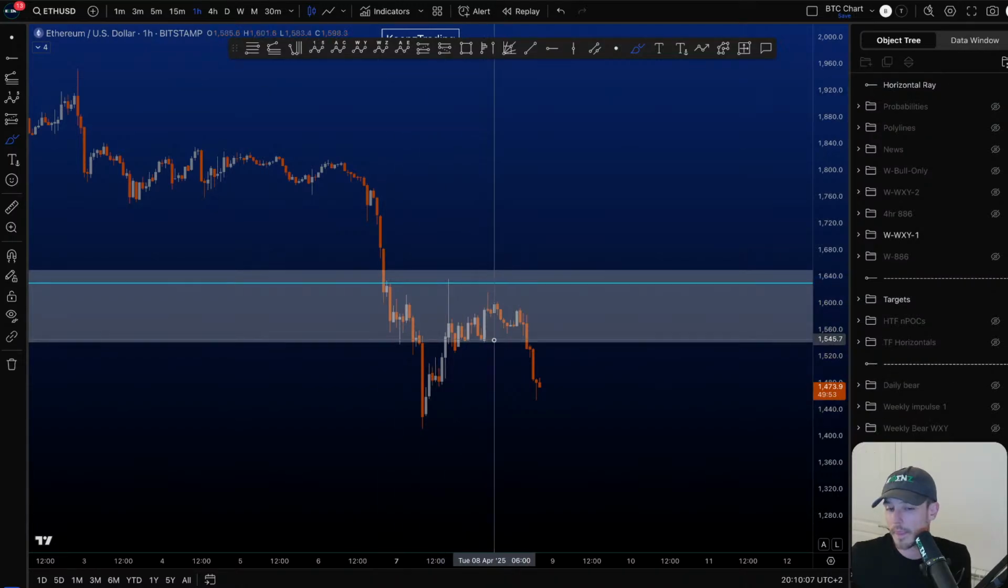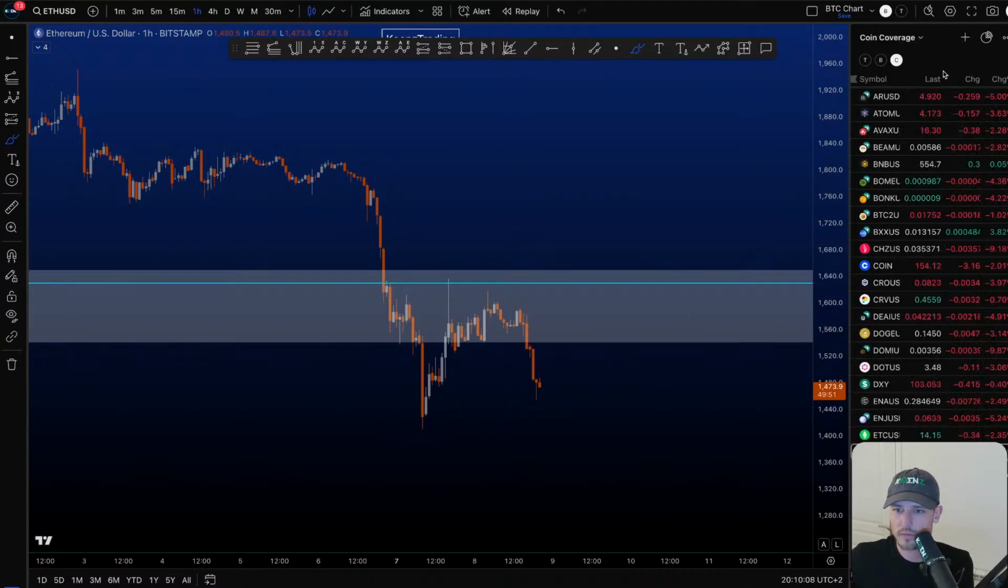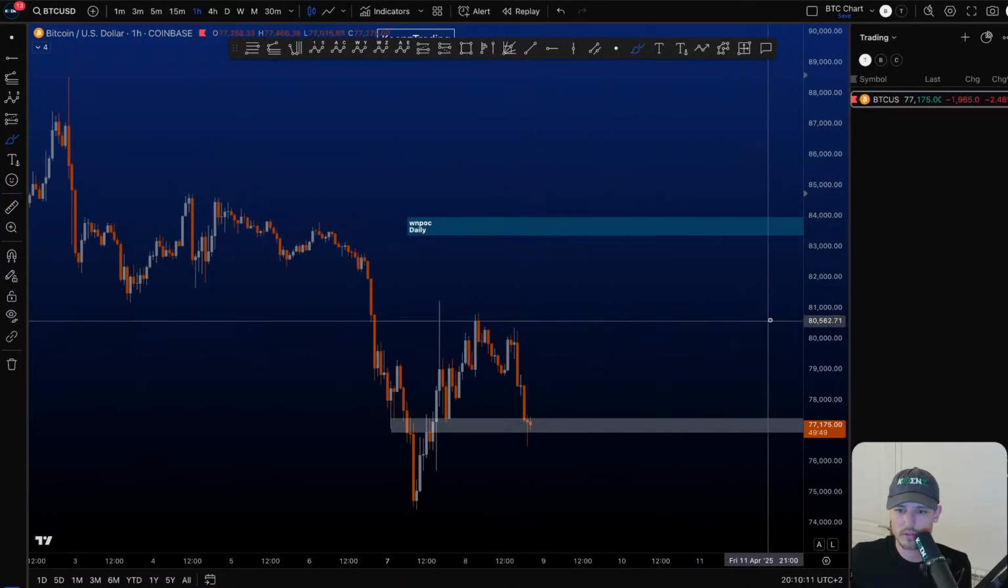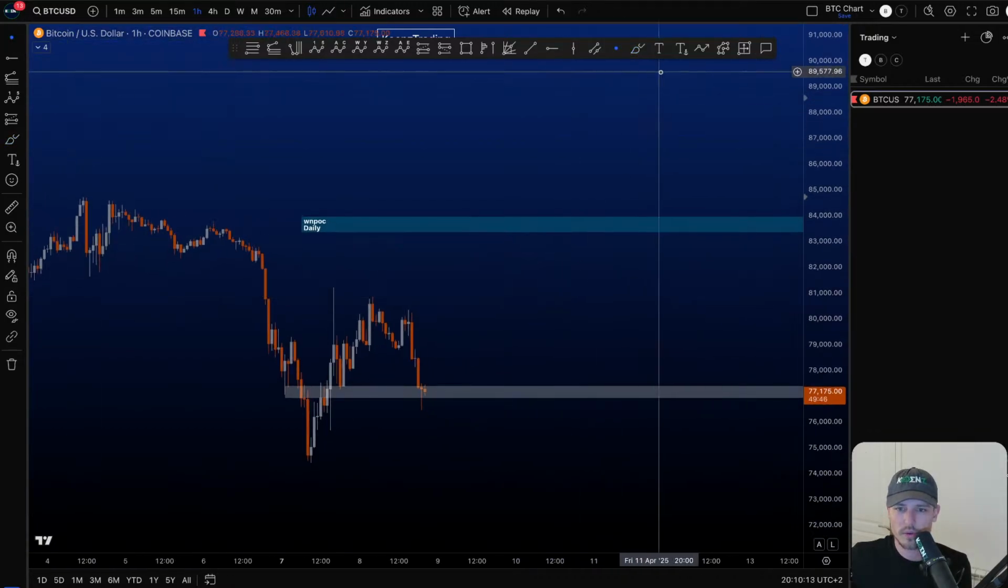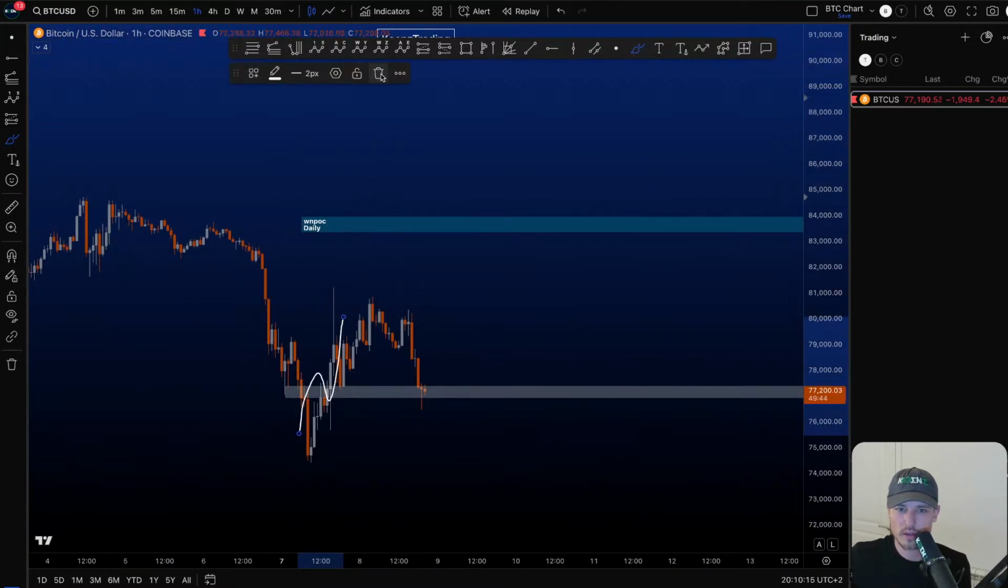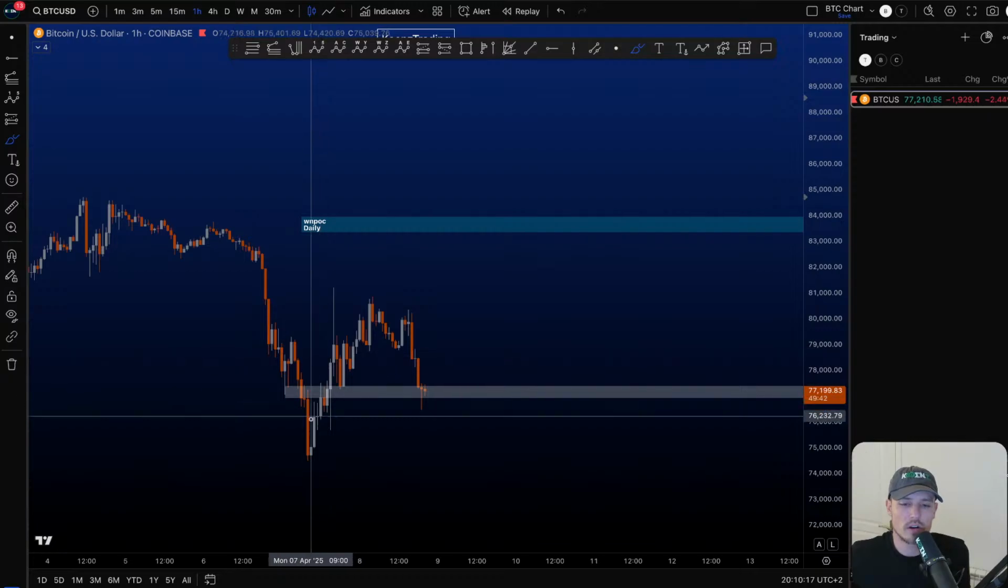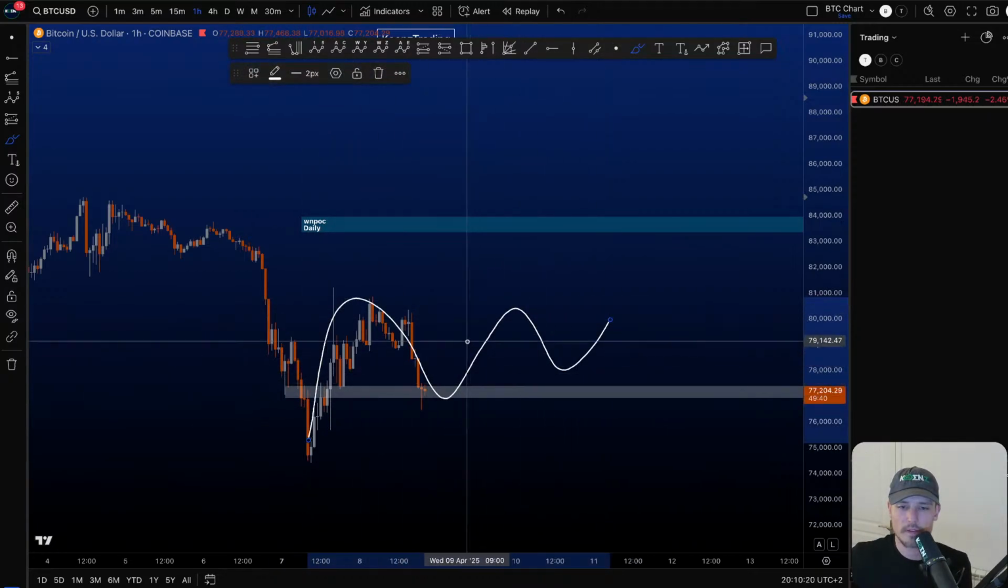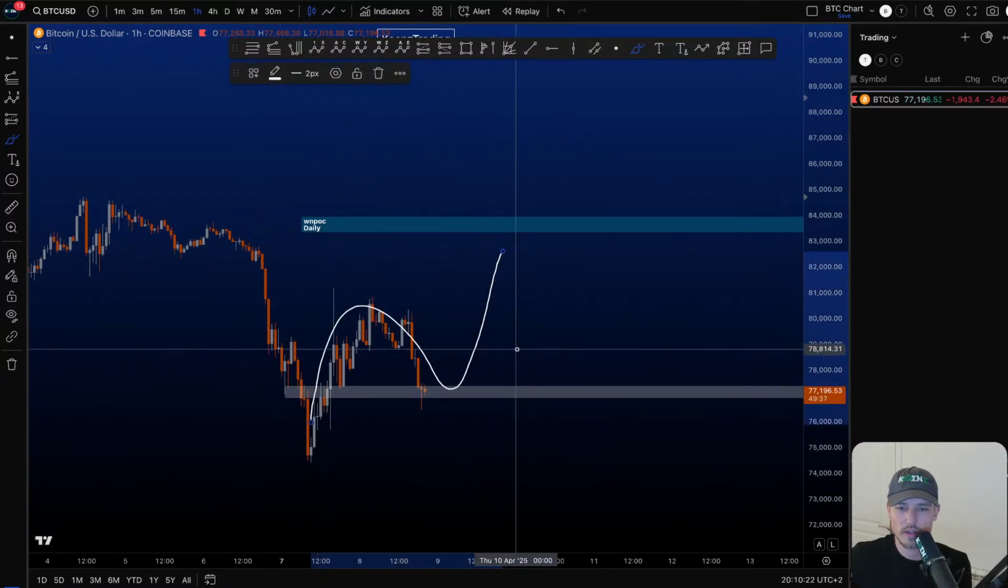A 3-wave move up. That's bearish. We can't label that bullish. No. Of course, a 3-wave structure up, right? Just like on Bitcoin, it can open the door to other scenarios, right? You can have a triangle. Right, you can have a WXY.